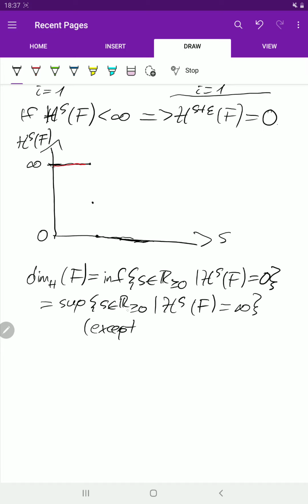This here might be the empty set, so well, one would have to be a little bit careful, but in general these two things are the same.